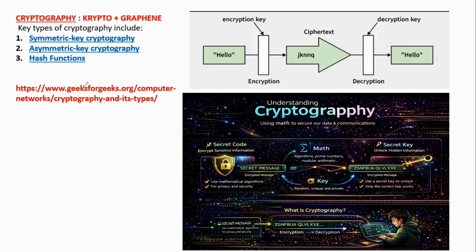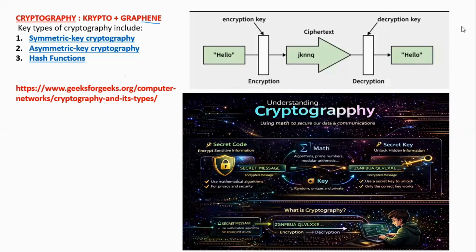Now you all know about cryptography. If we don't know about it, let's discuss it. Cryptography originated from two Greek words, crypto plus graphene. Crypto means hidden and graphene means information. So why is it used? Cryptography is mainly used to convert our plain text into ciphertext and then again back to plain text.